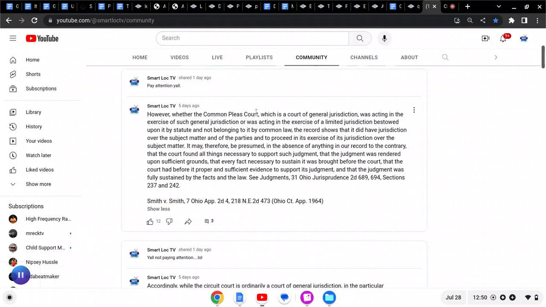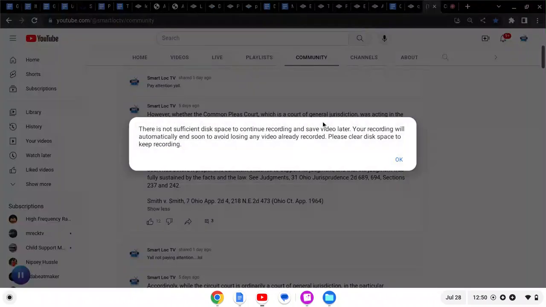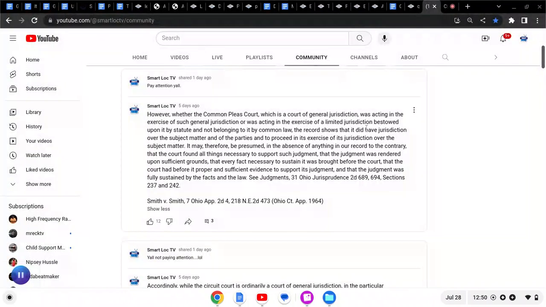However, whether the common pleas court, which is a court of general jurisdiction, was acting in the exercise of such general jurisdiction or was acting in the exercise of a limited jurisdiction bestowed upon it by statute and not belonging to it by the common law, the record shows that it did have. I'm not going to read all that. Y'all can go and read it.